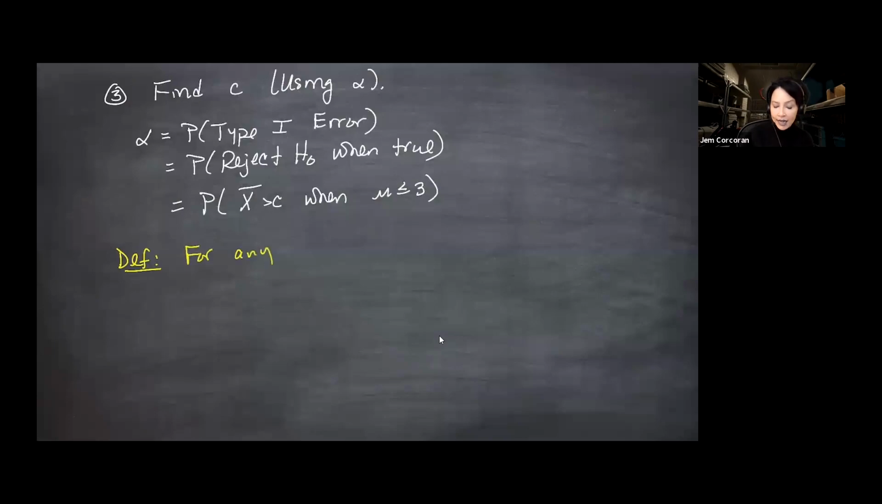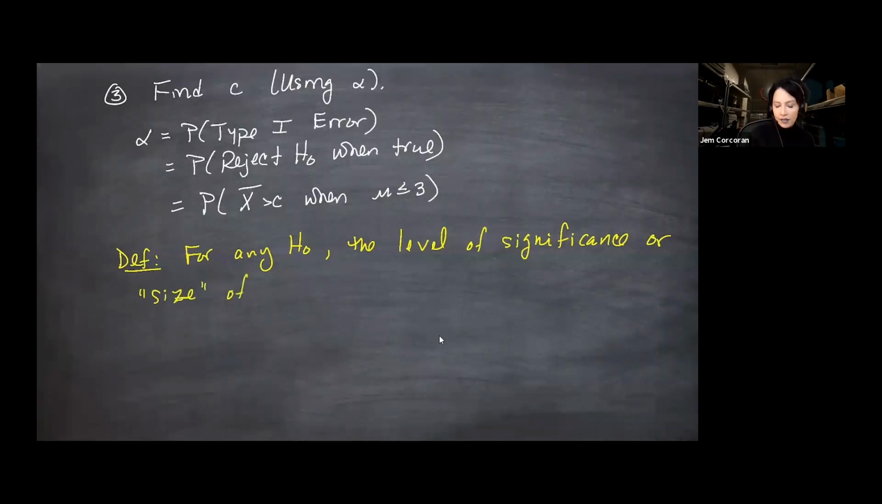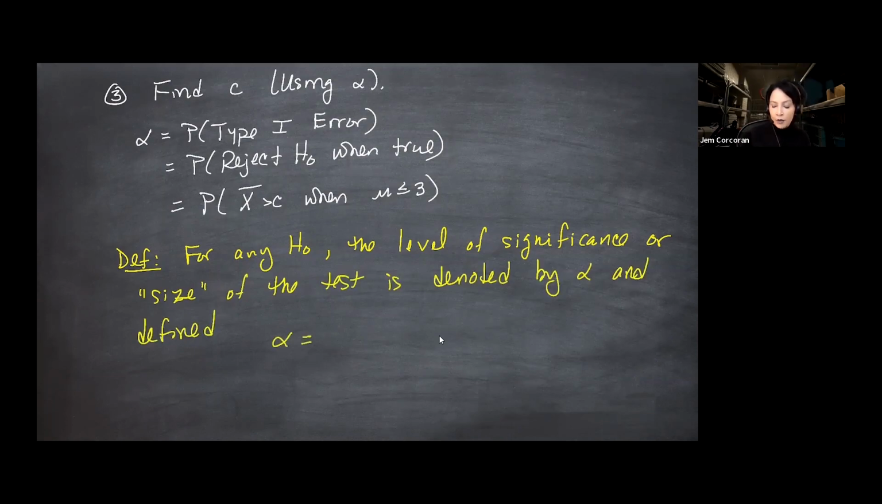For any null hypothesis, I kind of want to say composite, but this will work in the simple case, the level of significance or size of the test is still denoted by an alpha and is now defined a little bit differently. It is defined as follows: the maximum probability of making a type 1 error.